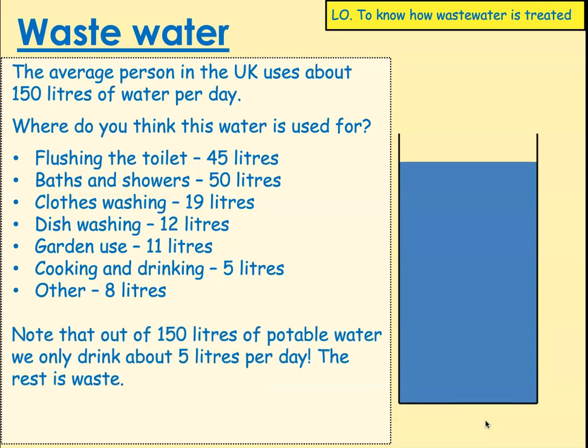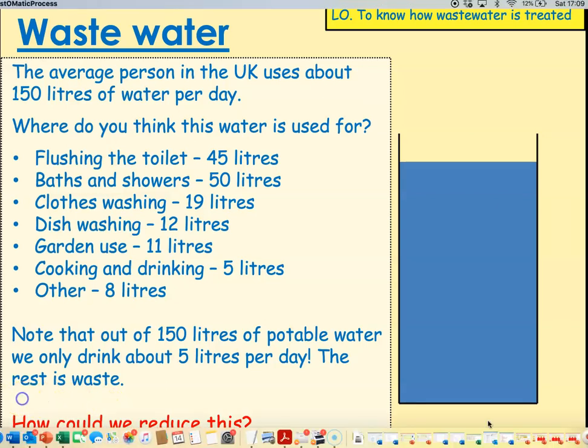Okay, so note out of 150 litres of potable water, we only drink about 5 litres a day, and the rest of it is waste. How could we reduce this? I want you to pause the video and think of ways we could reduce maybe each of the categories.